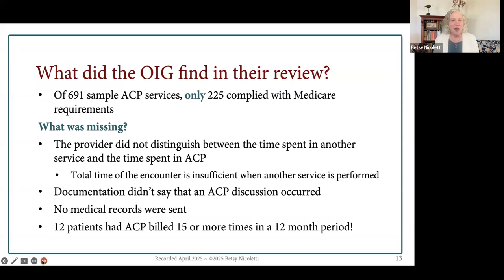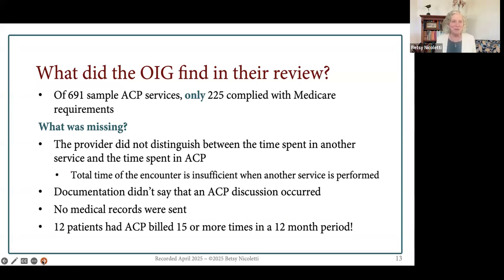So what did the OIG find in their review? They reviewed 691 ACP services, not from a particular practice. They randomly selected them from Medicare claims over a 2-year period. Only 225, only a third of them, complied with Medicare requirements.